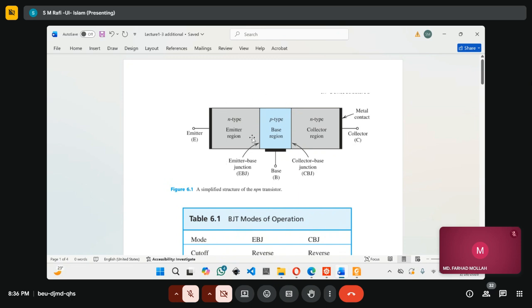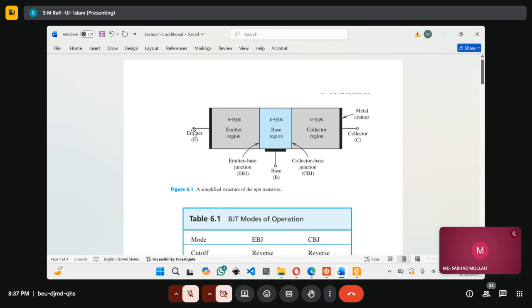So we are cascading N-type with P-type with N-type. That is an NPN transistor. And we know the names of these terminals, right? Emitter. Then the central region is the base region, and the other one is called the collector region. So this is the emitter region, this is the base, and this is the collector region.